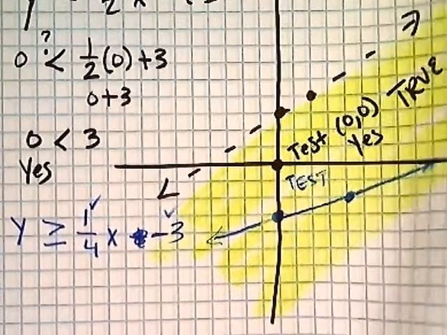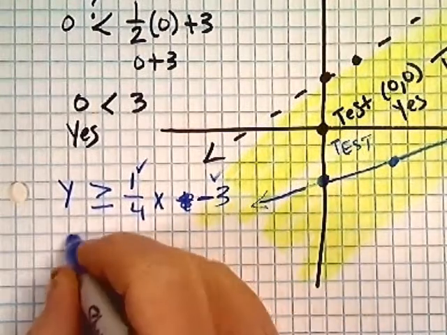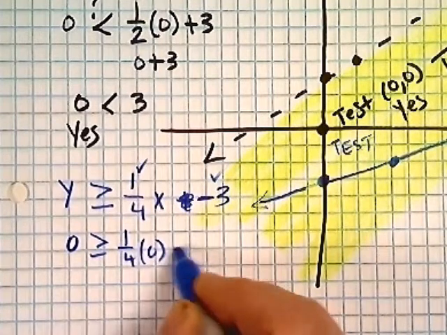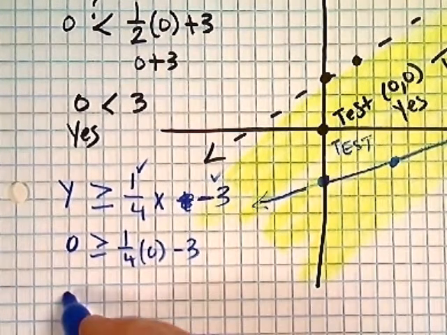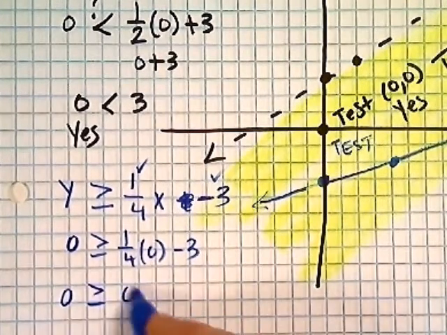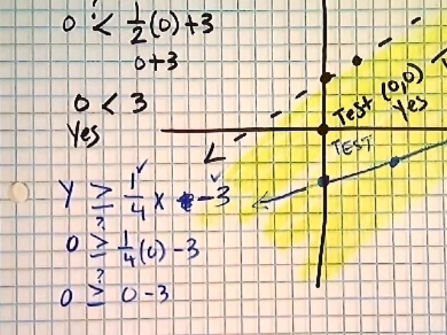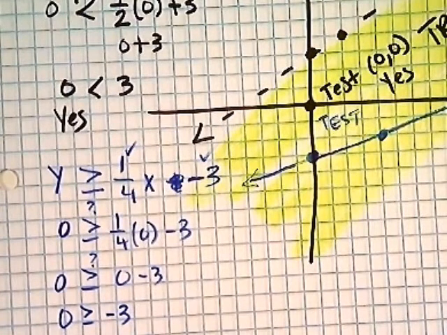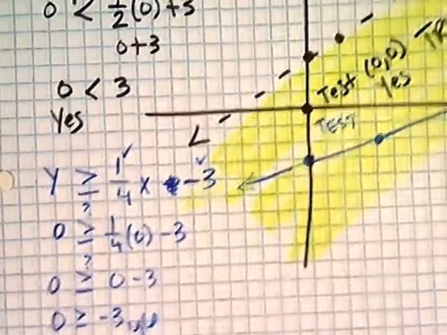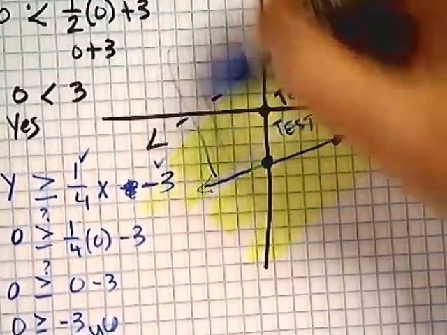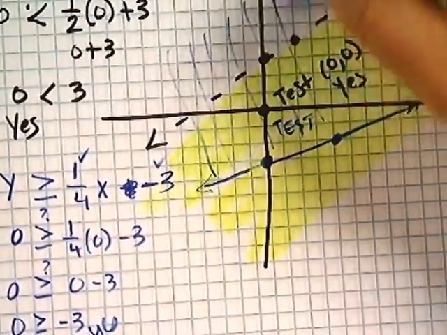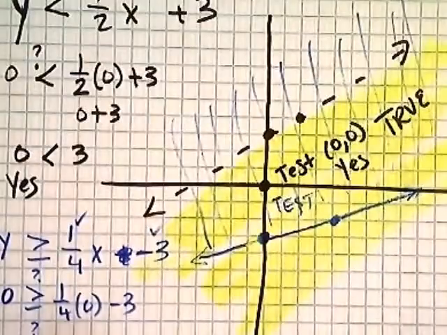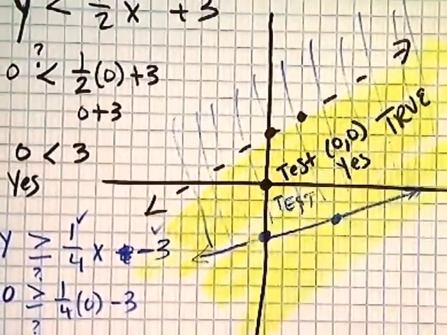I'm still going to test 0, 0. Okay? I'm going to see what happens when I put it in this equation. Is 0 greater than or equal to 1/4 of 0 minus 3? Is 0 greater than or equal to 0 minus 3? Now I'm testing it, so I need question marks. That's -3. Is 0 greater than or equal to -3? Yes, it is. So now I'm going to shade above that line where the yes was. Now the answer to the whole problem is the part in here that's double shaded.